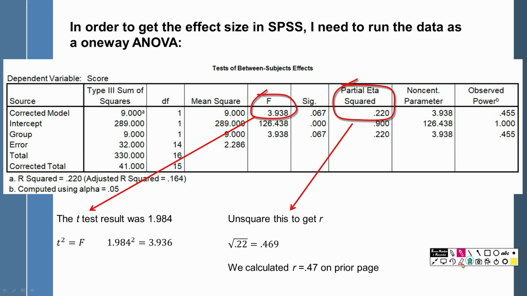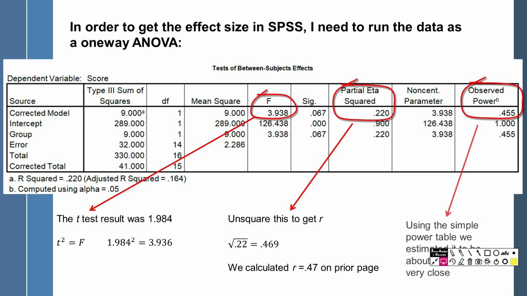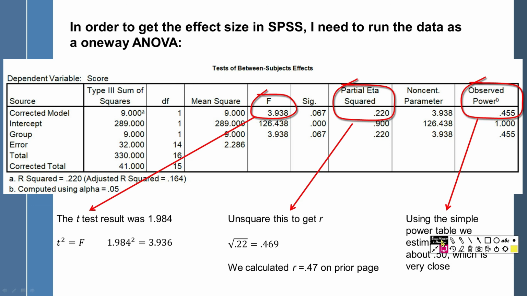And then finally, it also tells us the observed power. And using the Rosenthal and Rosnow table, I calculated power to be 0.5. Well, here it says it's 0.455. So that's pretty close. I would call that a match. Let me move that little menu bar there. And so using the simple power table, we estimated power to be 0.5 approximately, and that's very close to what we got here at 0.455. And again, that's observed power for this study.